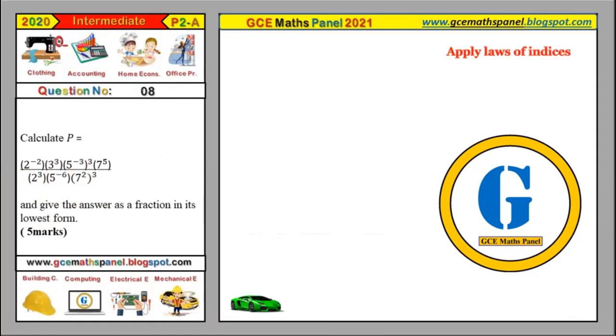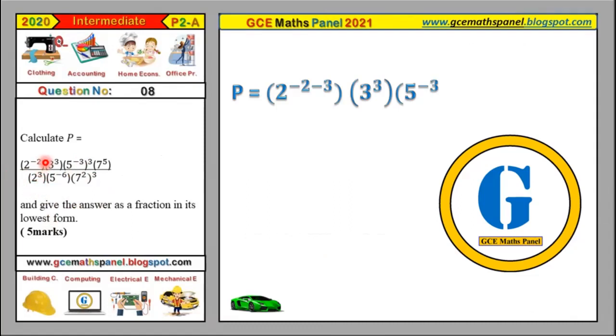And applying the law of indices, our P will be equal to 2 to the power minus 2 times minus 3. This one down becomes, when it gets up, minus 3. The 3 to the power 3 remains the same. 5 to the power minus 3 times 3 here. Then there's a 5 to the power minus 6 down. So when we take this number up, it becomes plus 6. And 7 to the power minus 5 times this 7 to the power 2 times 3 is the same as 7 to the power 6, right? But when we now take this number up, it becomes negative. That's why we have it as negative here.